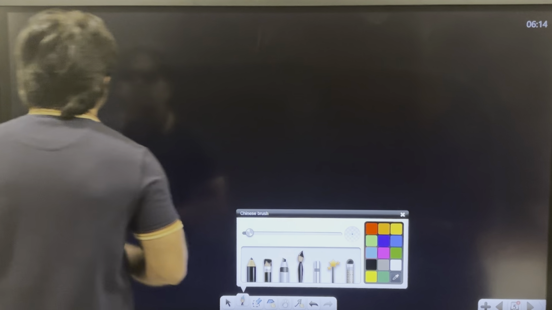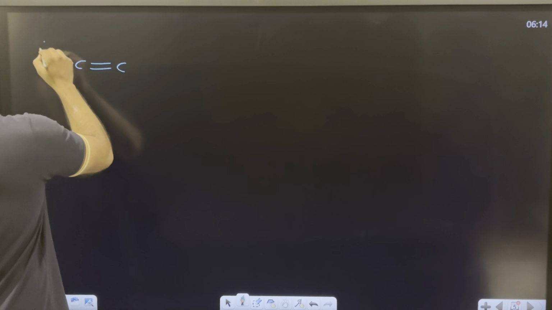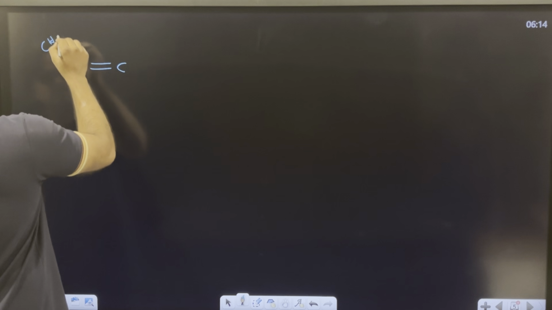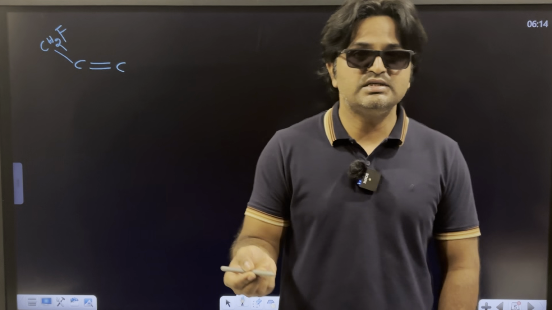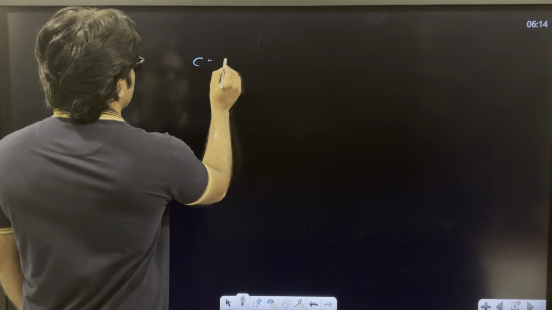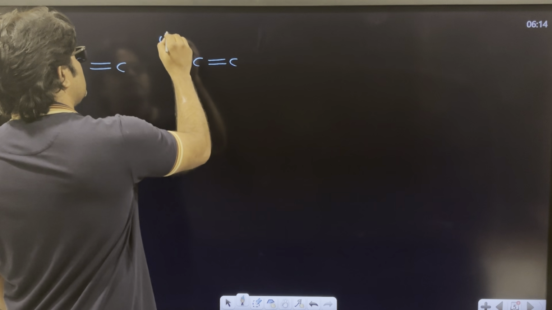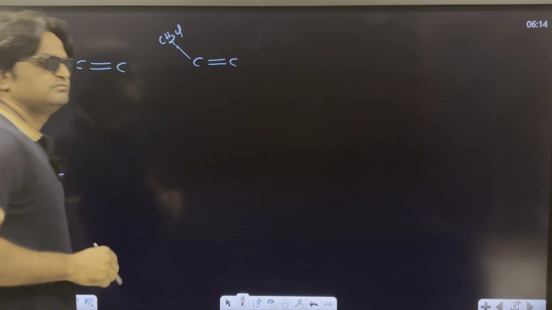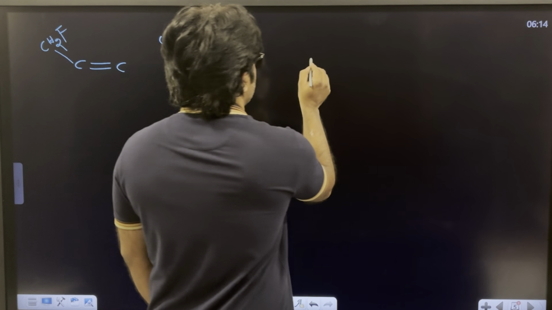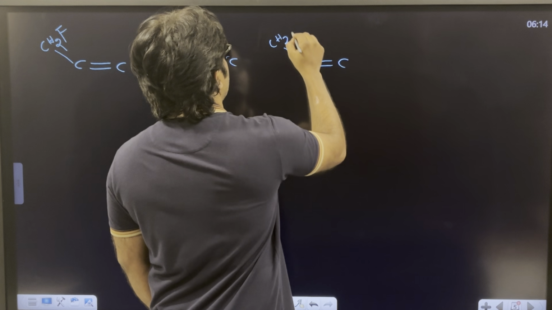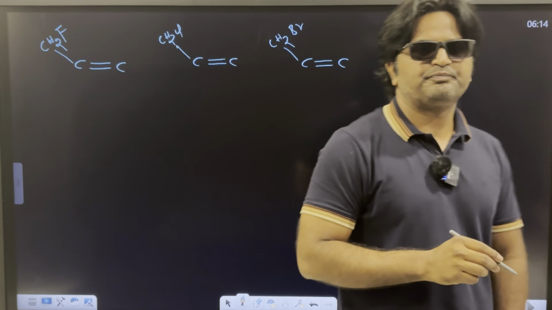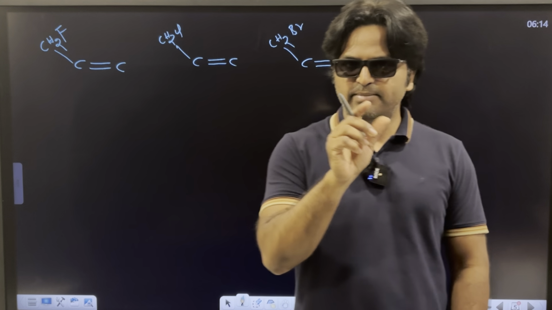Now come to the second possibility. Again C double bond C. Here, instead of taking simple CH3, I am taking 1 halogen atom here: CH2 fluorine. That is also one possibility. In place of hydrogen, we are taking fluorine. Next, carbon, carbon, here I am taking CH2Cl. Next, C double bond C, here CH2 bromine. These are the three possibilities.